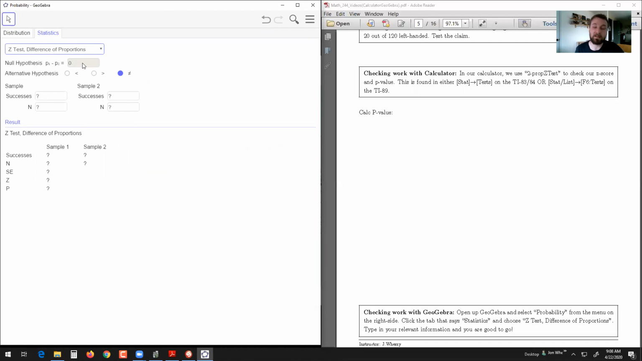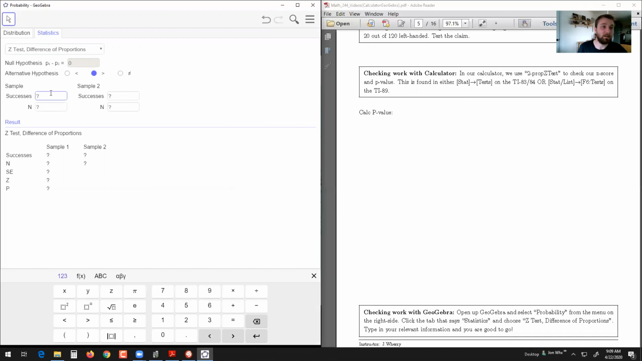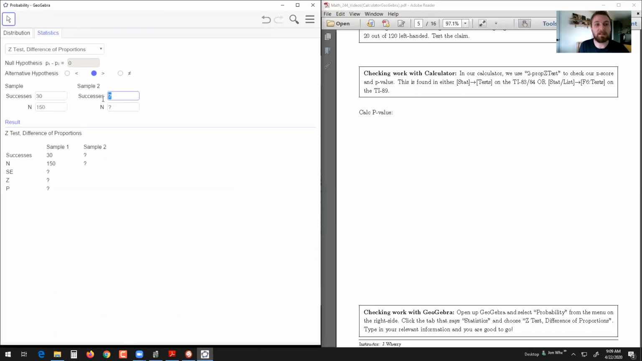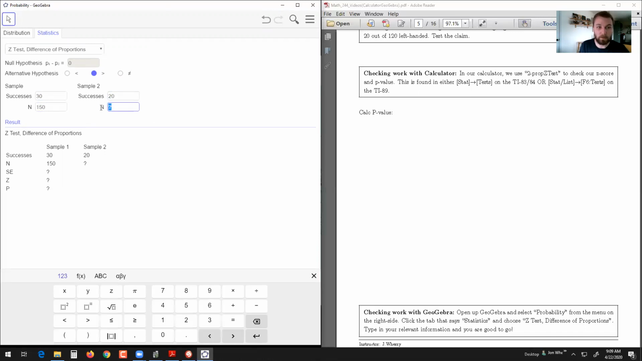Null hypothesis, I can actually test how much of a difference I think there is between the groups. Typically, this number is just 0, meaning I'm claiming that there's no difference. If there is a difference, then I think that the first group is larger than the second. Number of successes for the first sample. Okay, well, I had 20 out of 120 for my first sample. Oops, nope, sorry. 30 out of 150. Second sample, this was 20 out of 120.